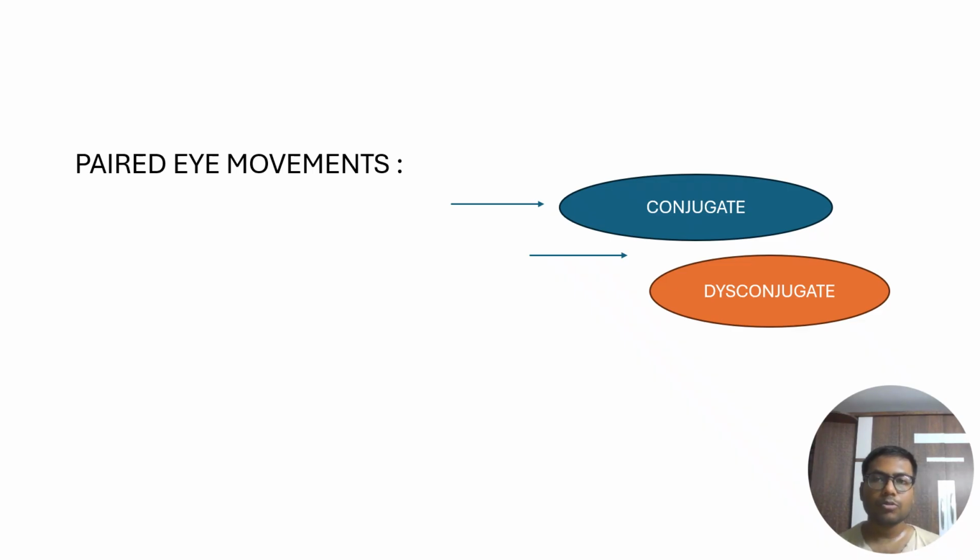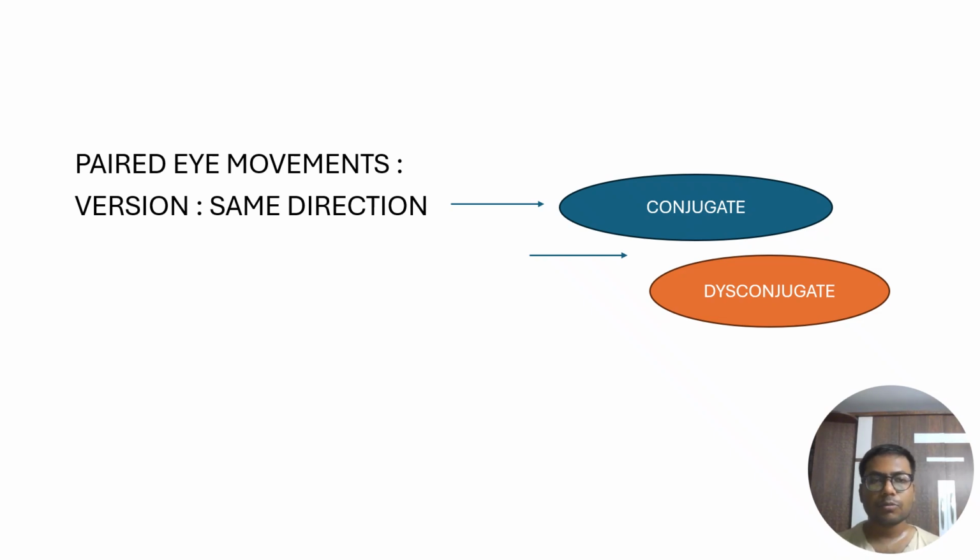We can call conjugate movement version, that is, the same direction. Version is the same direction, that is dextroversion and levoversion. Levoversion means left side movement of the eyes, and dextroversion means right side movement of the eyes.